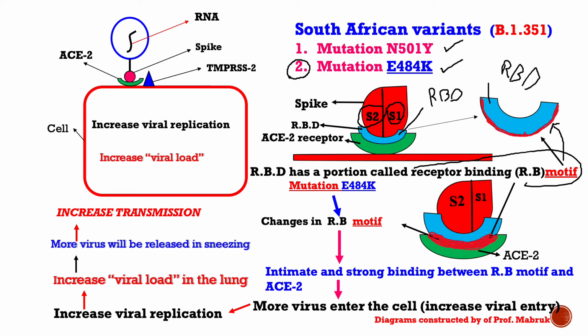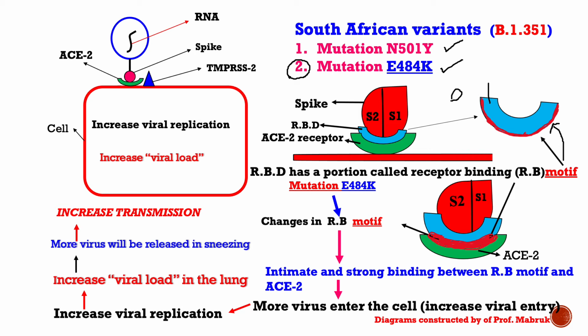This receptor binding motif is also involved in the binding of the spike protein to the ACE2 receptor on the human cell. So you'll ask me, what is the relation between mutation E484K in the South African variant with the receptor binding motif? I will summarize and simplify it for you in this diagram.